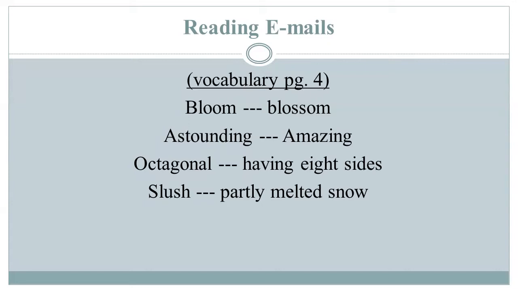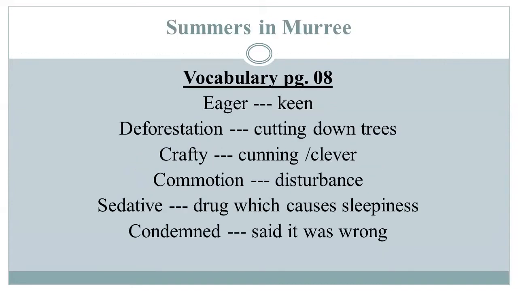Our next lesson is Summers in Murree. The vocabulary exercise is at page number 8. We are given a table to join the words, but we have to remember these words to solve these in paper in our exam. The first word is eager. That means keen. Keen means having desire for something.